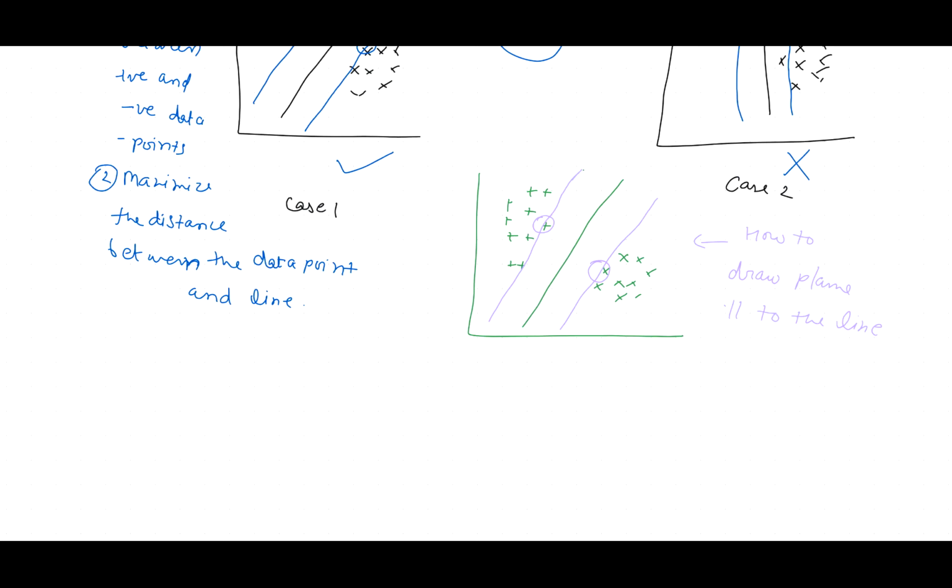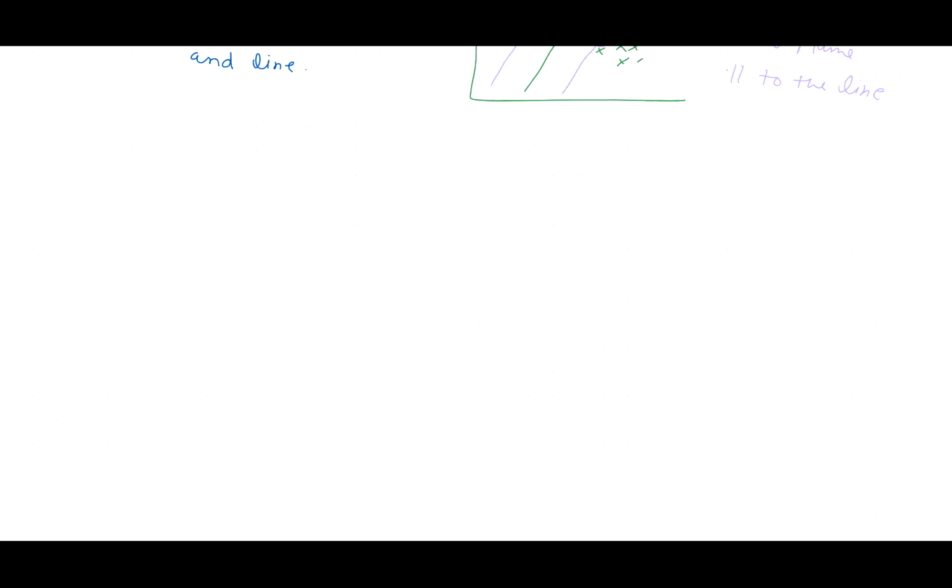So far you have understood the basic terms. What is a hyperplane? What is margin? What is positive, negative? What is the goal of SVM? And how it draws the plane parallel to the line. Now we will move ahead with one more term. So let me change the color. So far we have discussed this one.